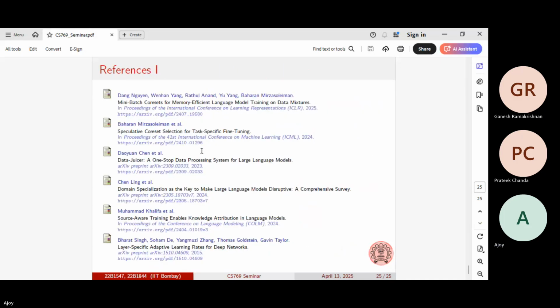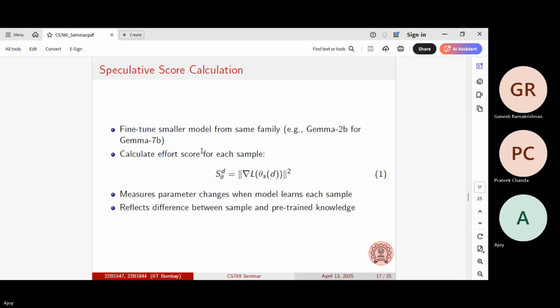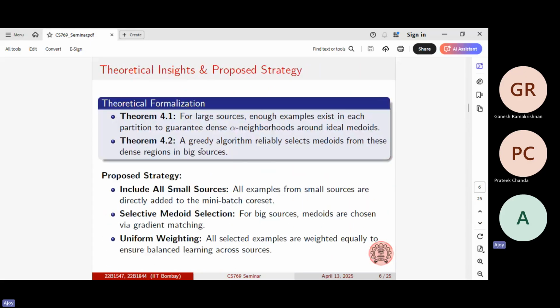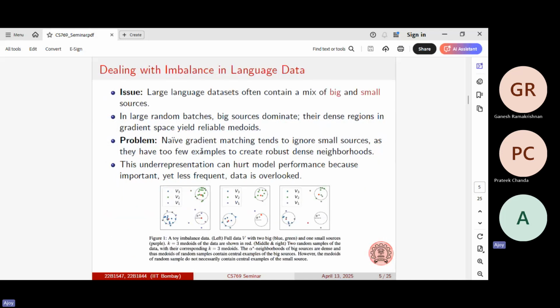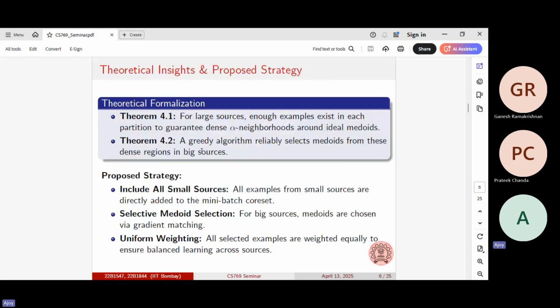Next. Oh sorry. Back. Okay. Yes, this is the paper. Yeah, I'll share the paper with you. So, next slide.